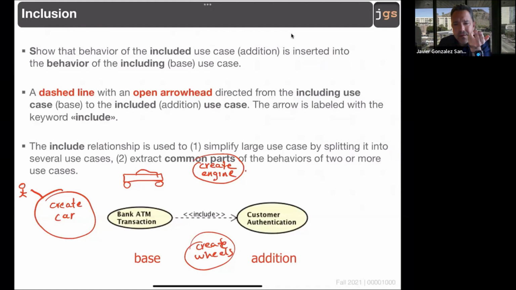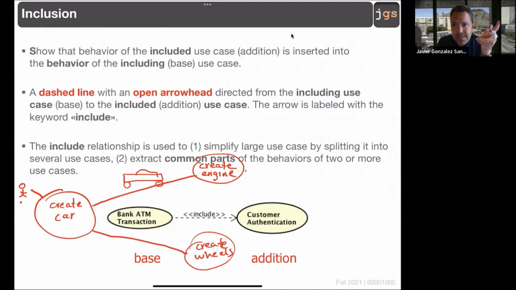However, I can split that, separate that, but this guy is going to be connected with this guy. This guy is going to be connected with this guy. Notice, create engine or create the wheels. Those are not connected with the user. The user does not want an engine. The user does not want wheels. The user wants a car. But in order to do the car, someone else is going to help me with the engine. And in order to do the car, someone else is going to help me with the wheels.